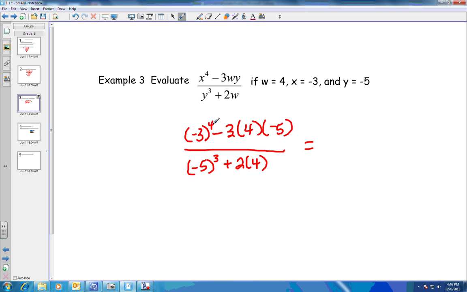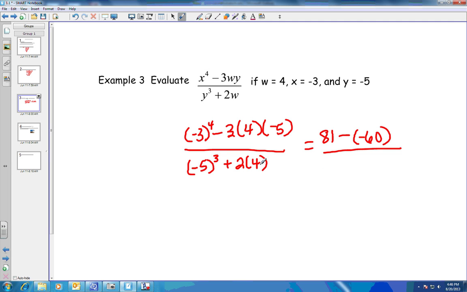So negative 3 to the fourth, that means negative times negative times negative times a negative. That means it's going to be a positive, and 3 to the fourth is 81, because 3 times 3 times 3 times 3. So 81. All right, minus 3 times 4 is 12. 12 times a negative 5 is a negative 60.